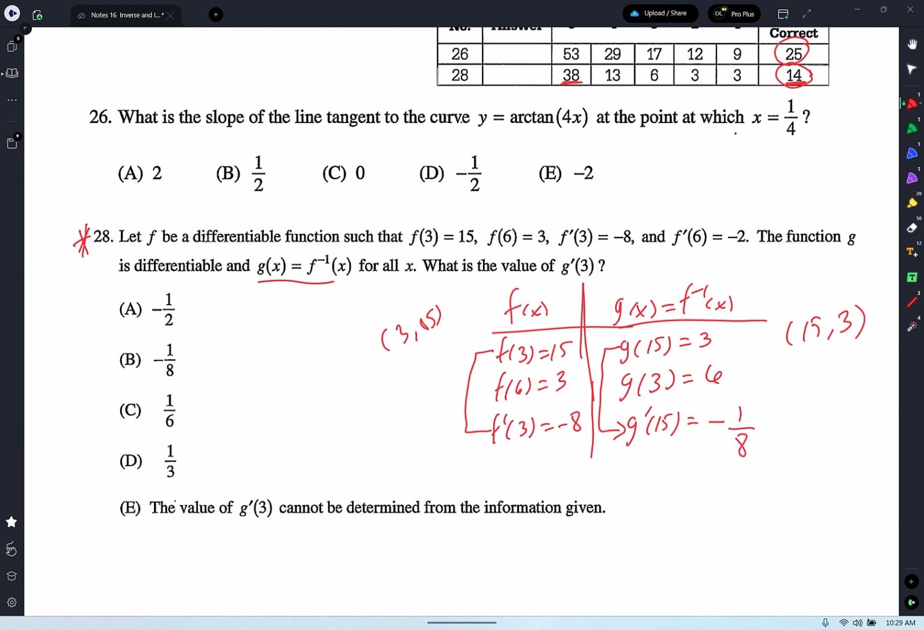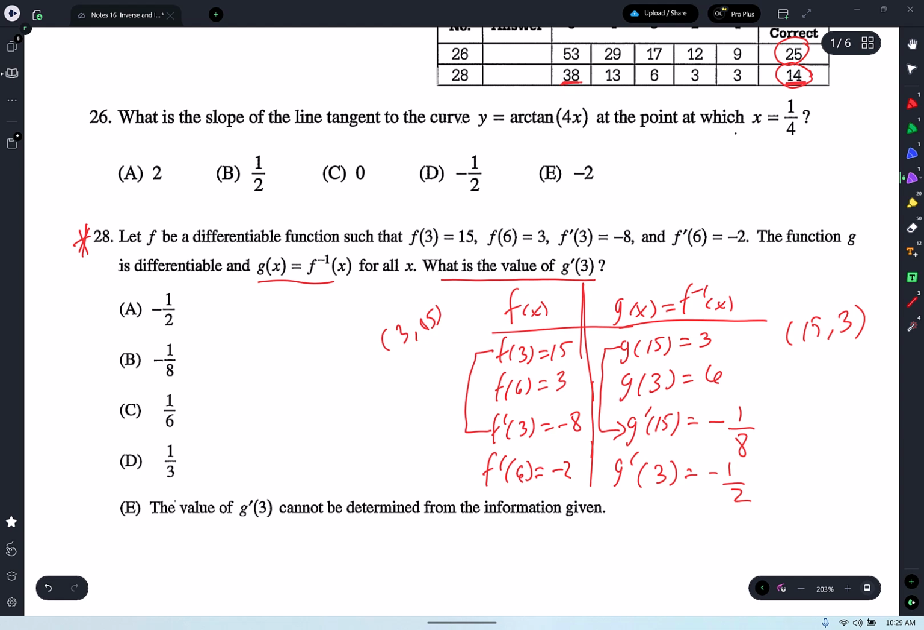I don't know if they're asking for that or not. Let's go to the next one. f prime of 6. If I know f prime of 6, which is negative 2, then that means I know g prime of 3, which is negative half. All right, let's see what they want. What is the value of g prime of 3? Oh, well, there it is. They want g prime of 3.